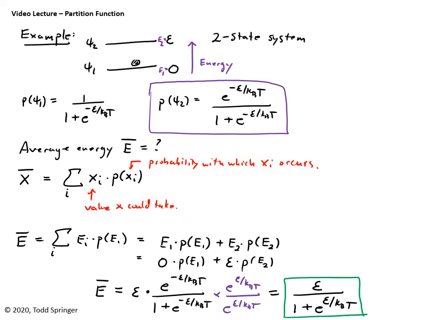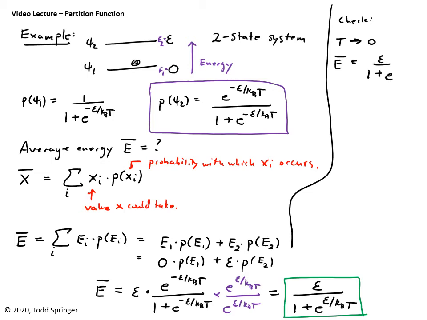And you can again check what happens in those limits. It's always good to do a physical check. At T going to 0, what do I have? E bar is equal to epsilon over 1 plus e to the infinity, right? Well, it's e to the epsilon over 0, which is e to the infinity. So it's epsilon over 1 plus e to the infinity, which is 0. So that makes sense. When the temperature is 0, the average energy is 0.